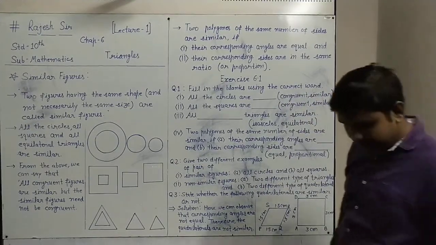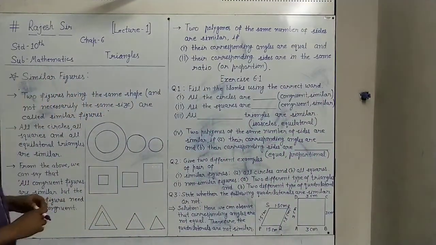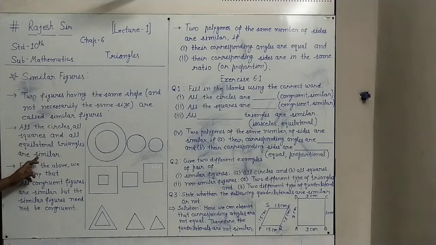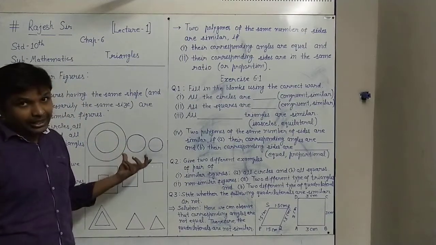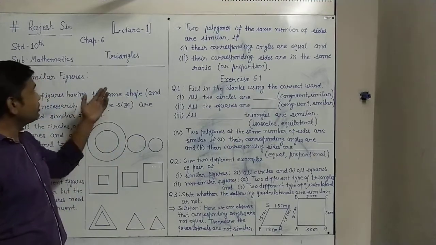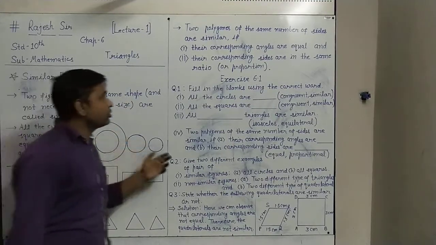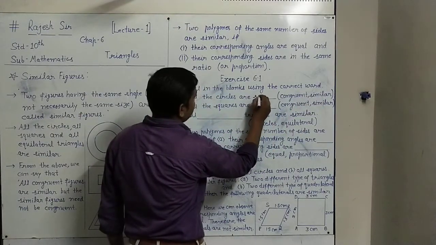Think about that. As we have seen here, all circles are similar, because circles may or may not have the same size, but they all have the same shape. If they have the same shape, they will be similar. So here the word similar is correct. So we will write similar. Right?